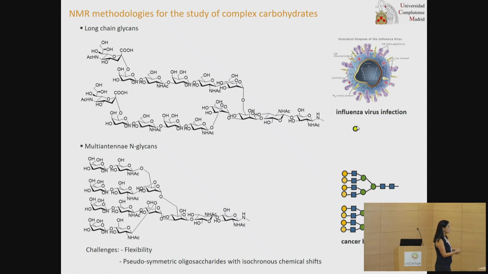N-glycans are involved in influenza virus infection. And in the second one, we are trying to characterize these multi-antennary N-glycans, since they have been described as cancer biomarkers. And in these systems, the standard methods cannot solve the problem of the crowded NMR spectra, where we cannot distinguish the arms.